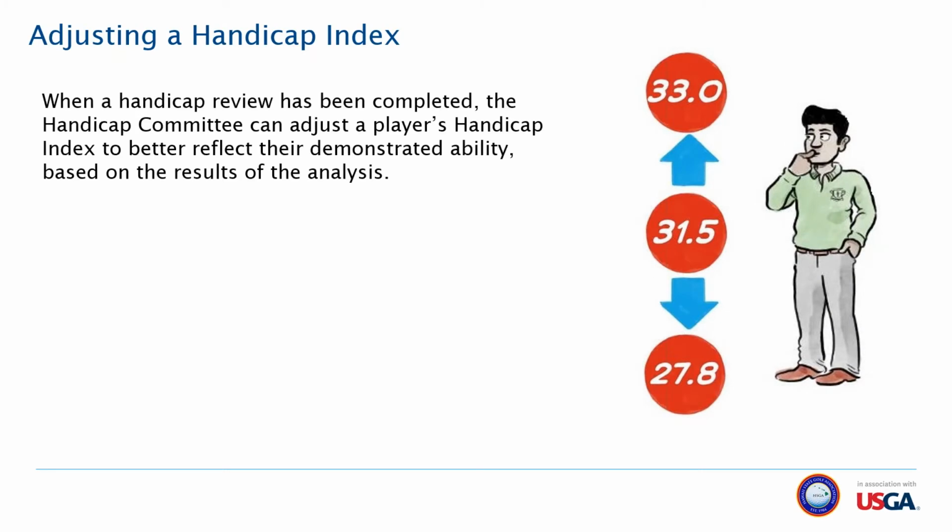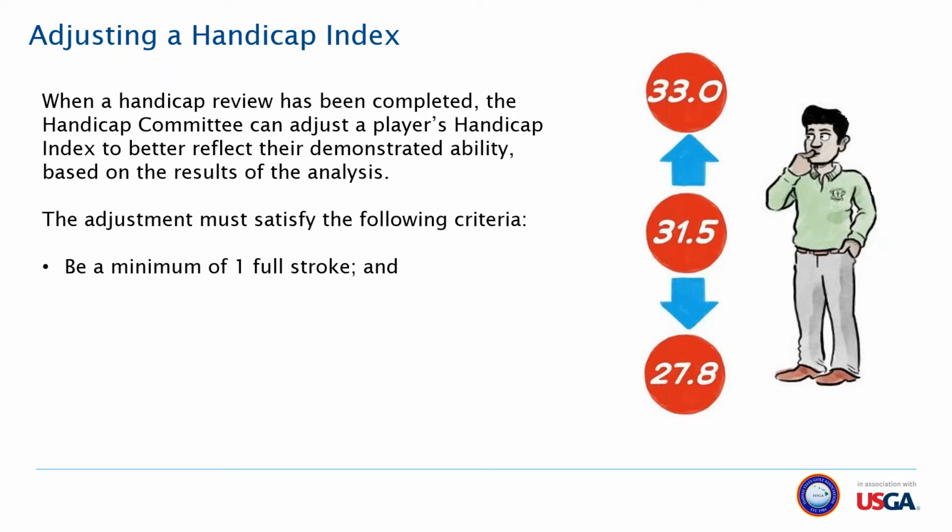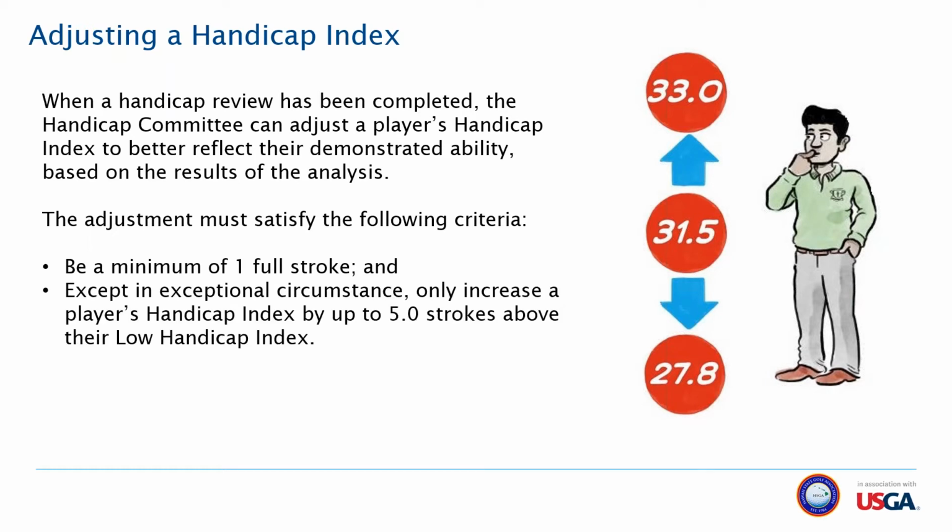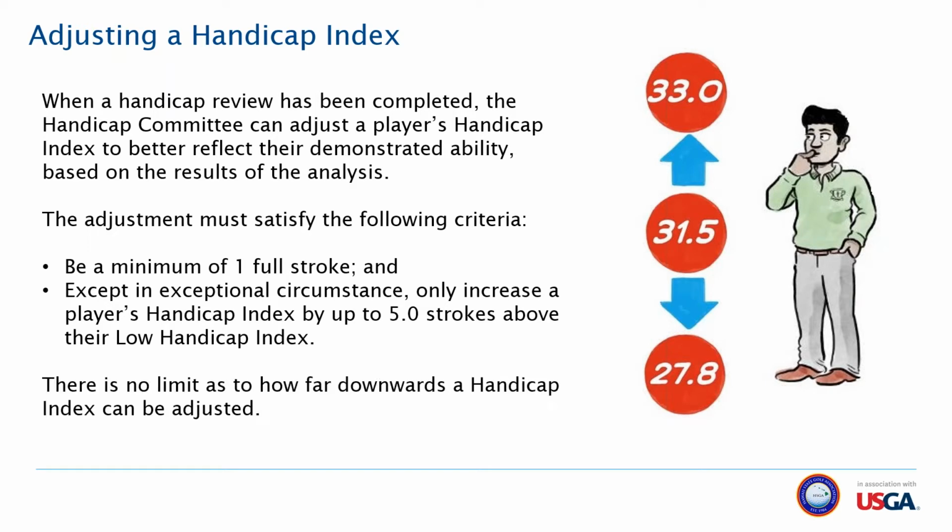Adjusting a handicap index. When a handicap review has been completed, the handicap committee can adjust the player's handicap index to better reflect their demonstrated ability based on the results of the analysis. The adjustments must satisfy the following criteria. They need to be a minimum of 1 full stroke, and except in exceptional circumstances, only increase a player's handicap index by up to 5.0 strokes above their low handicap index. There is no limit as to how far downwards a handicap index can be adjusted.